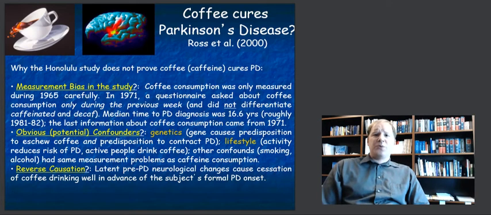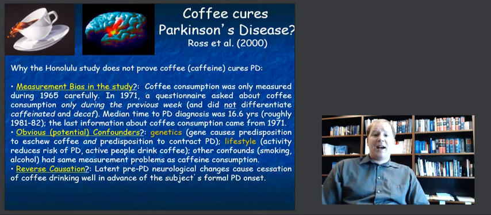The coffee usage was only measured very carefully during the 1965 to 68 phase of this study. Never again was coffee usage carefully analyzed for these individuals, even in 1971, when a follow-up questionnaire was distributed to these men. They only were asked about how much coffee consumption they had had during the previous week, and nobody asked the question, was it caffeinated or decaffeinated? The assumption being that it's the caffeine in the coffee that actually cures Parkinson's.